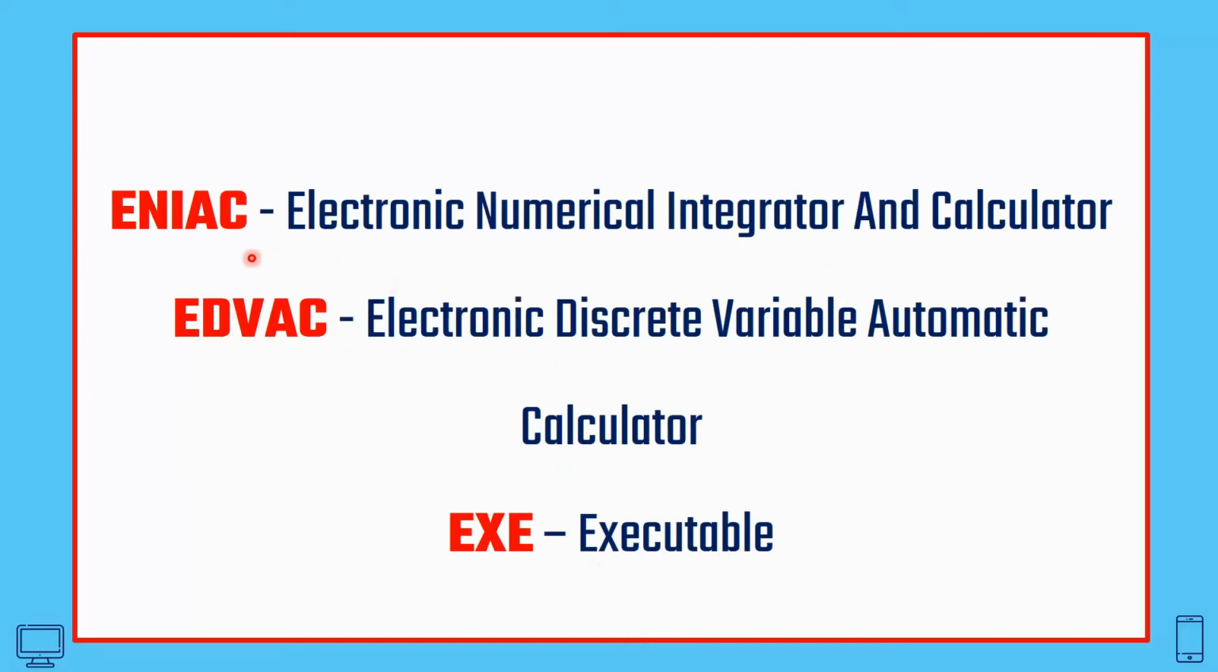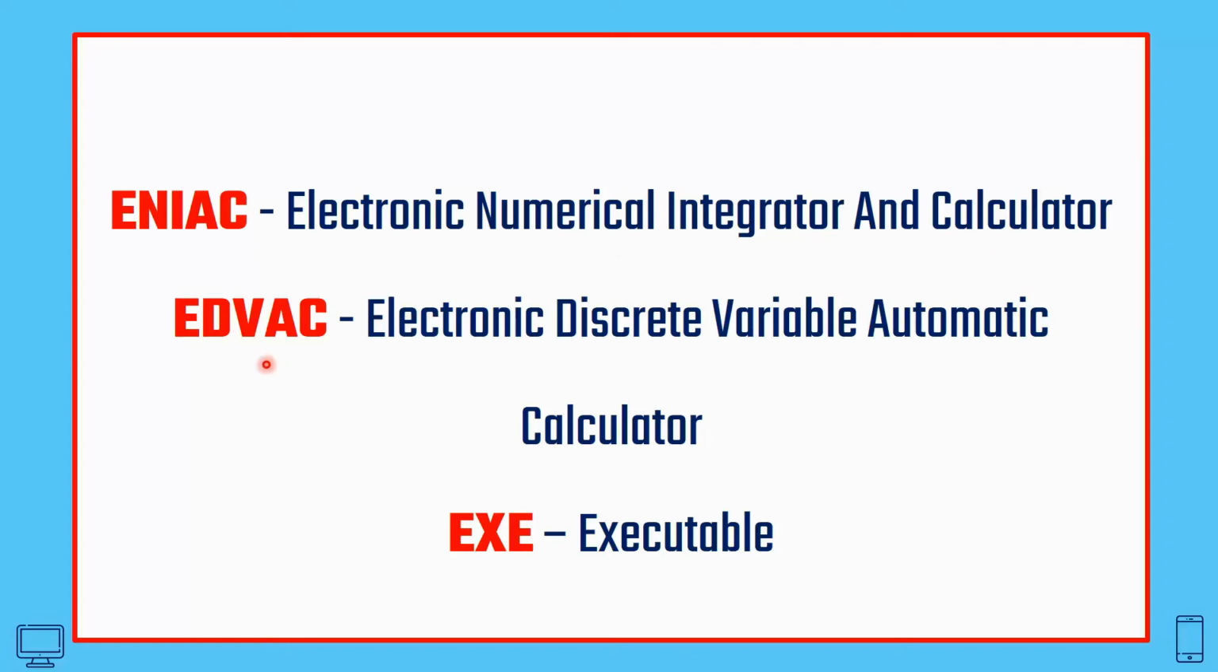And next, ENIAC, Electronic Numerical Integrator and Calculator. It was the first electronic general-purpose digital computer. It was Turing complete and able to solve a large class of numerical problems through reprogramming.